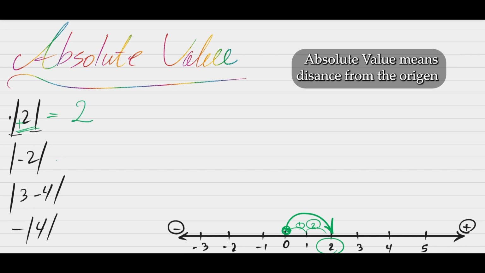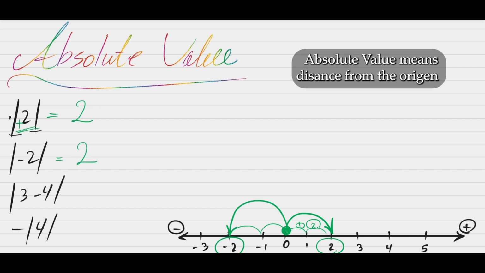We can do the same thing for the second example. Absolute value of negative 2. So we go on our number line and we start at the origin. We always start at 0. And we go to the number that is inside the absolute value. Here we are on the negative 2. So how far is negative 2 from the 0? 1 and 2 units. So the answer of absolute value of negative 2 will be 2 again.